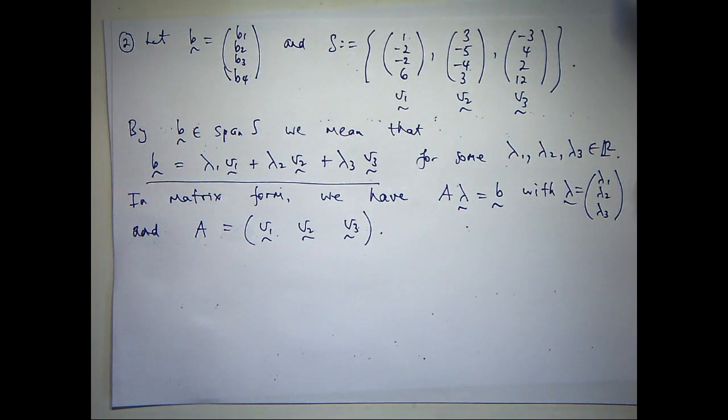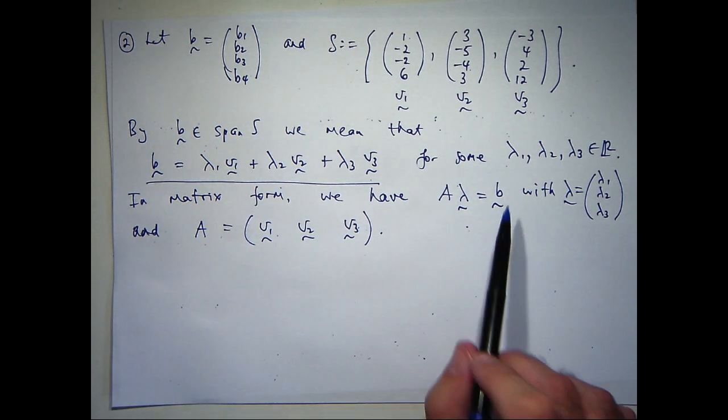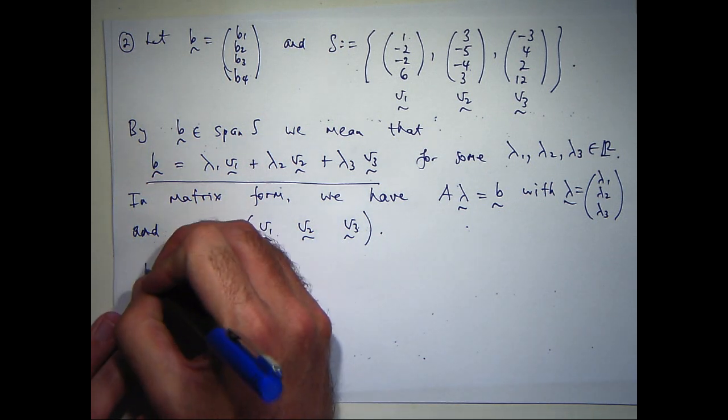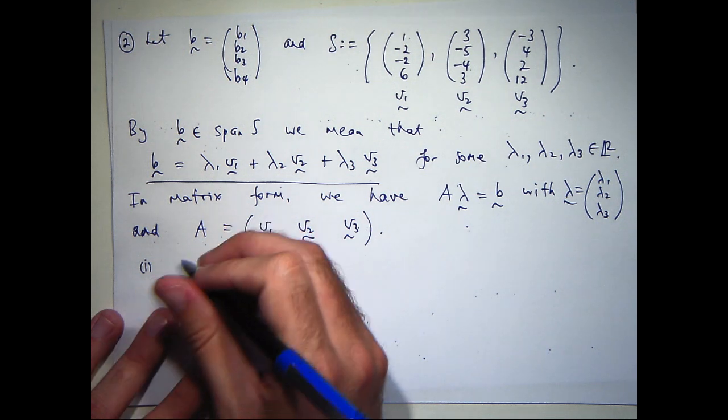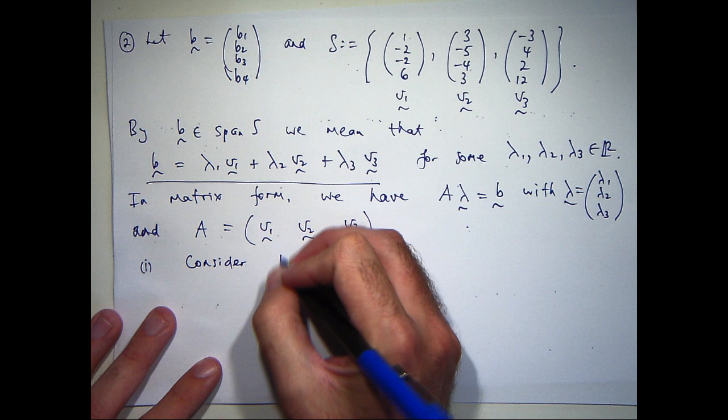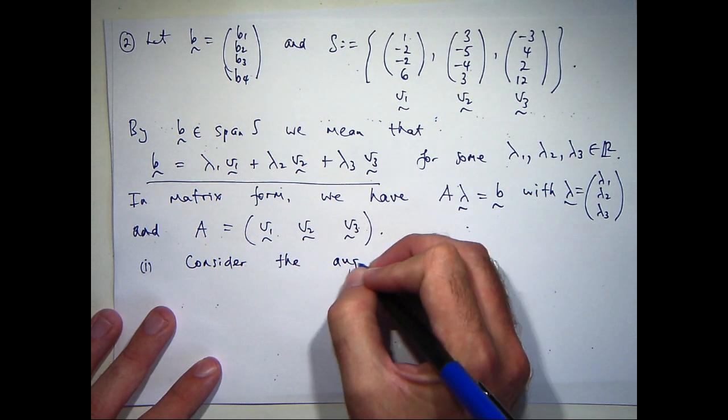Alright, so that's basically the theory of the question. How do you actually solve it? Well, there's two ways of doing it. Both methods involve analysis of an augmented matrix. I'm going to show you in detail one method, and then I'll give you a quick glance at the second method. So the first method that I'm going to show you is the following.